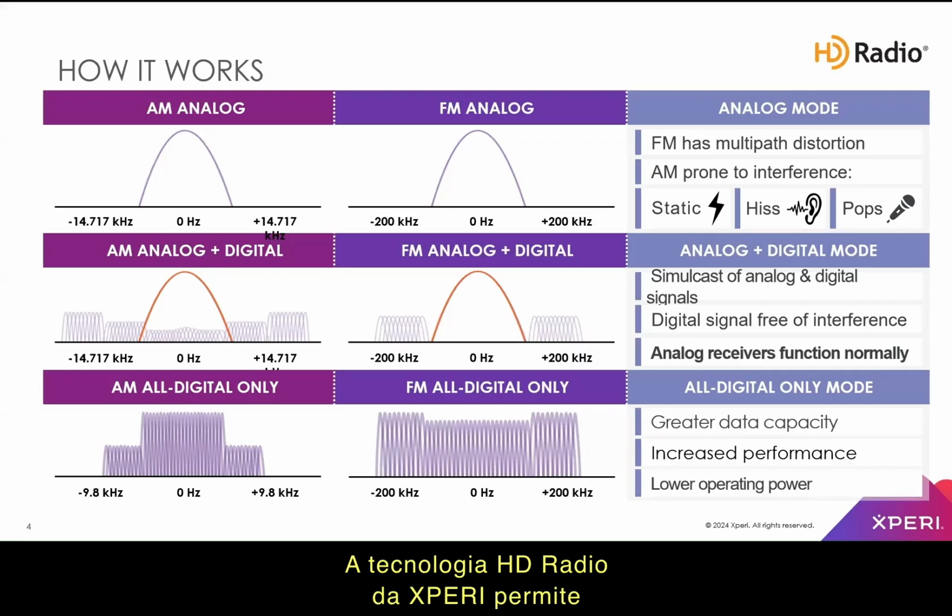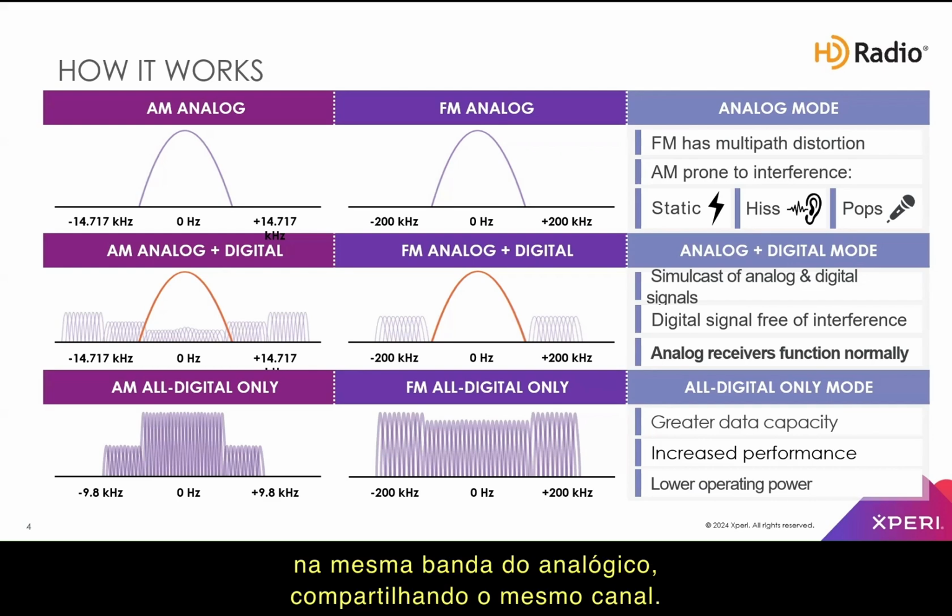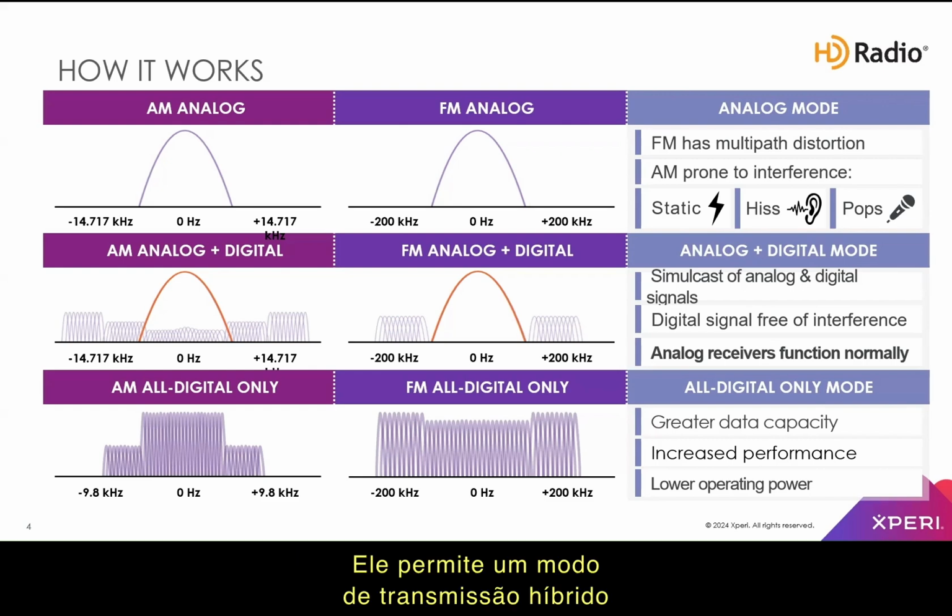Xperi HD Radio technology enables the transmission of digital radio signals within the same band as analog, sharing the same channel. This method is called in-band on-channel digital radio. It allows for a hybrid transmission mode where existing analog signals are maintained, while low-level digital signals are added adjacent to or underneath the analog signal.